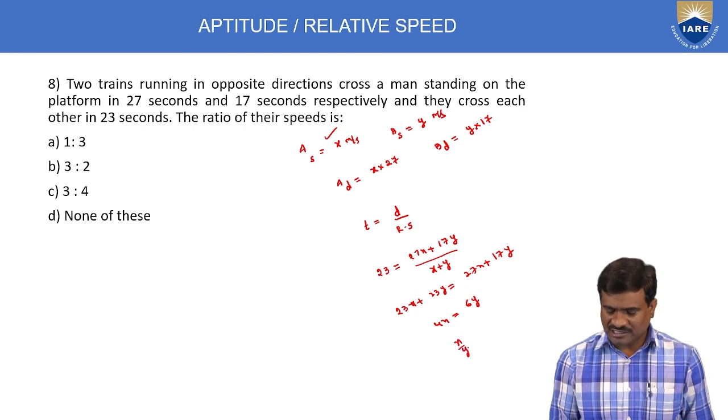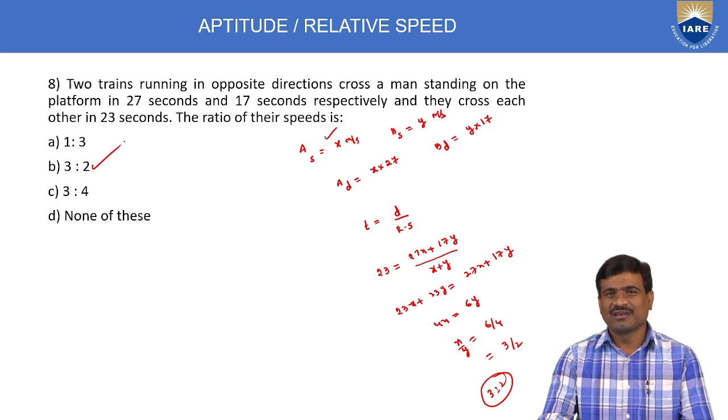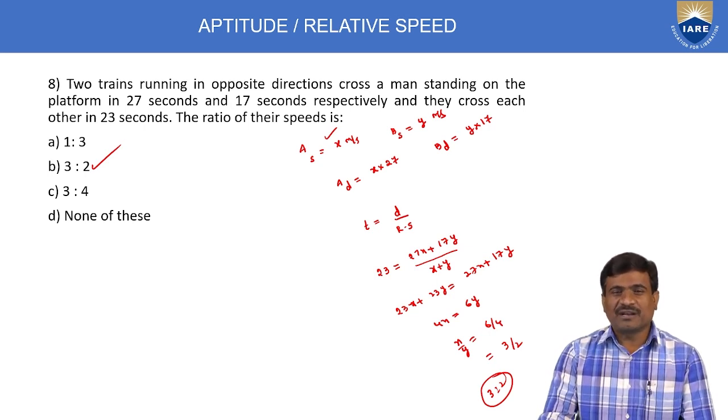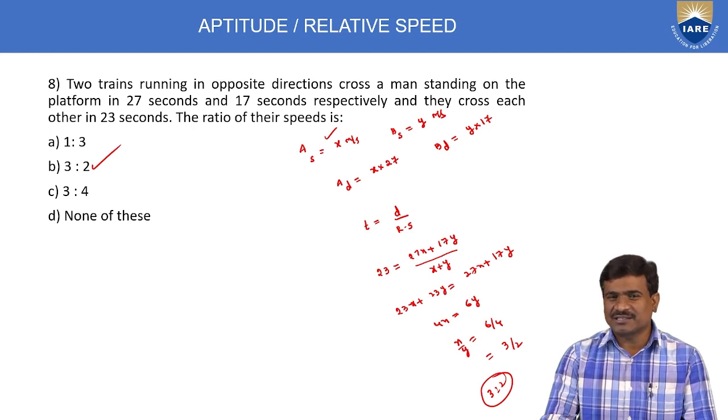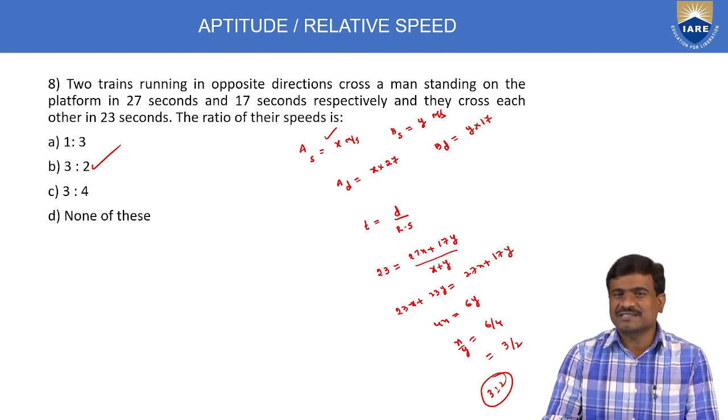x by y is equal to 6 by 4, which is 3 by 2. So x is to y as 3 is to 2. Option B only is correct. Here the important thing is only the assumptions. A's speed is not given, A's distance is not given, B's speed is not given, B's distance is also not given. Using assumptions, calculate A's distance and B's distance.